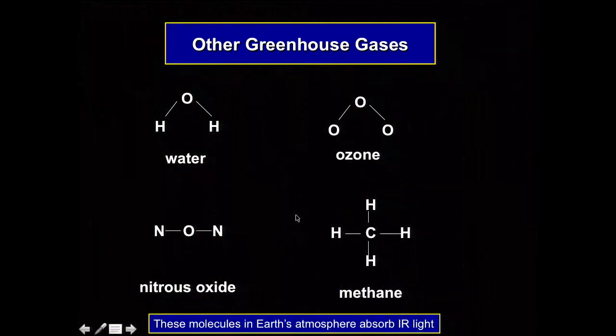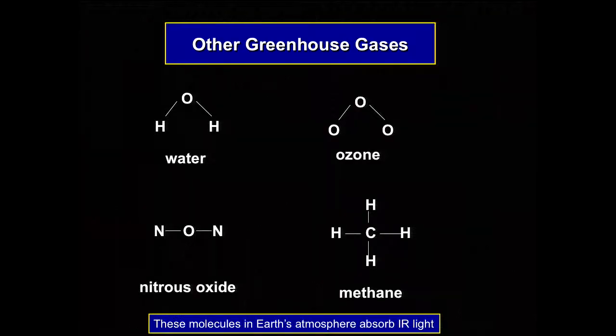By the way, besides carbon dioxide, there are other gases that can also absorb infrared light and therefore serve as a greenhouse blanket, a greenhouse gas. Water vapor, ozone, methane, nitrous oxide, and there are others. Those are the 4 biggies. By the way, the most important, ironically, is water. Water vapor is the most effective greenhouse gas in the Earth's atmosphere. It's not changing with time, however.